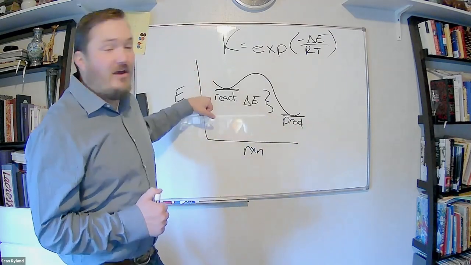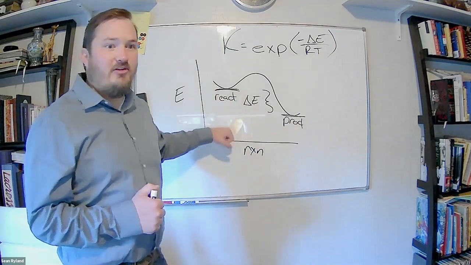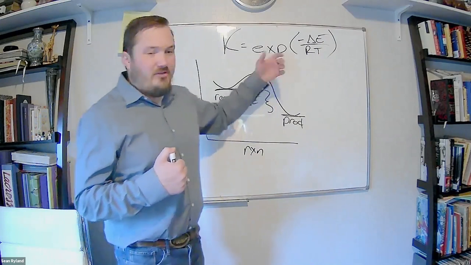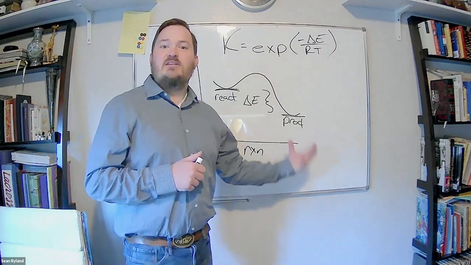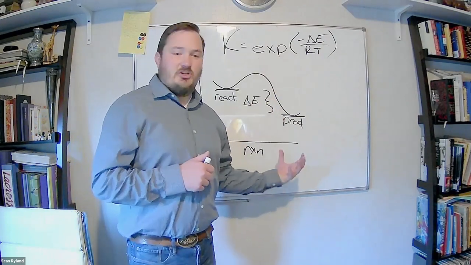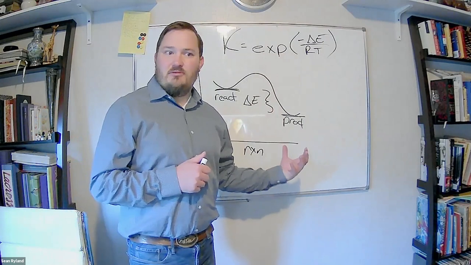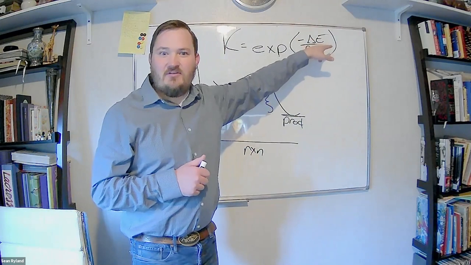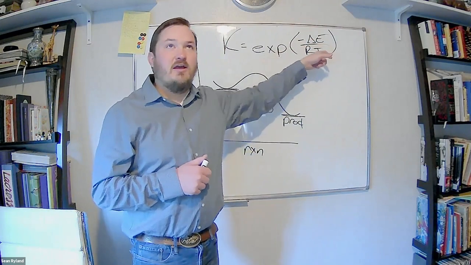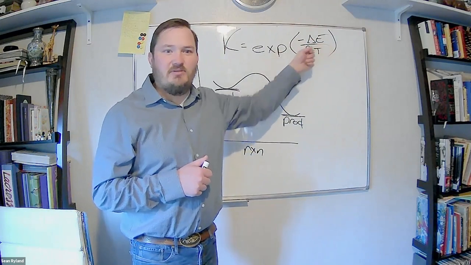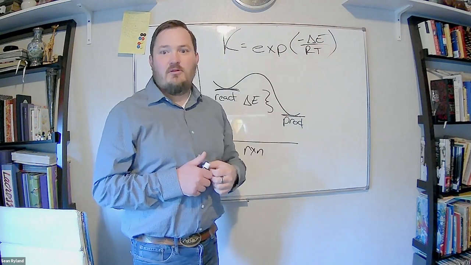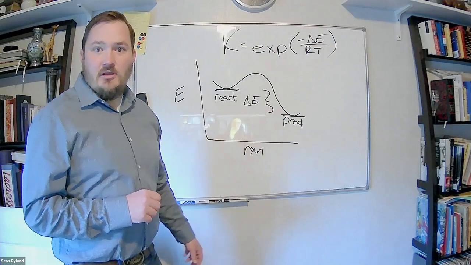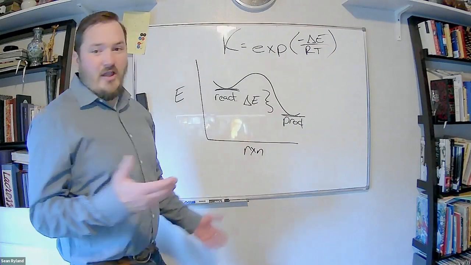It does depend on how you define it. If you switched it and started from the more stable state, you're going to get the same delta E, but with a positive number because you're putting energy into it. In that case, your K is going to be less than one, because when you plug a positive in here, the negative of a positive is a negative, and e to a negative exponent is going to be less than one. So it all depends on how you define your system, and there's not a right way and a wrong way.